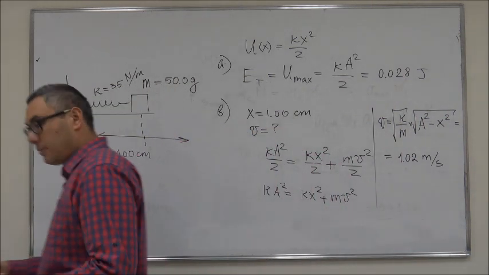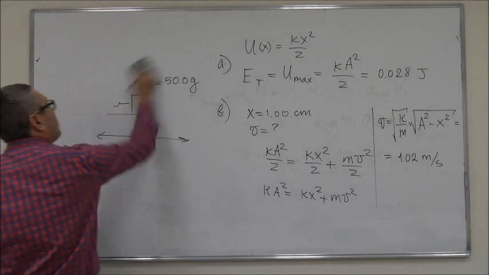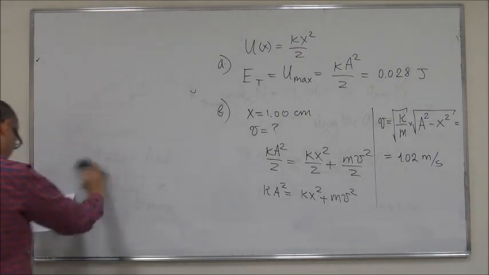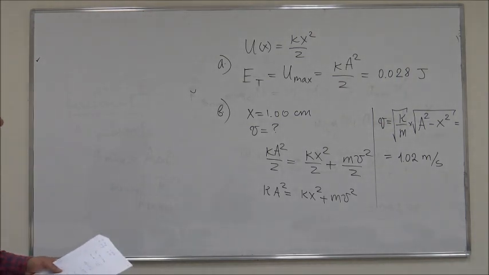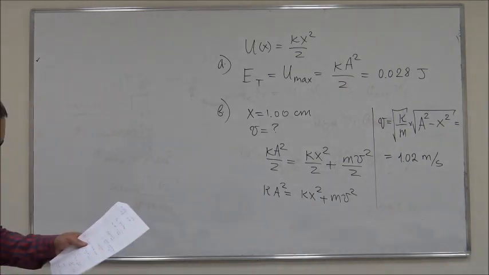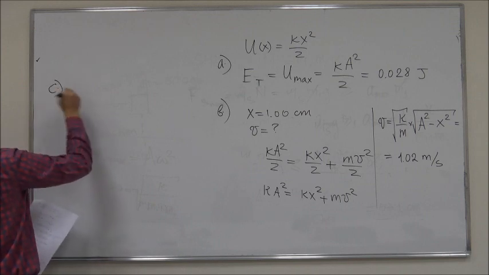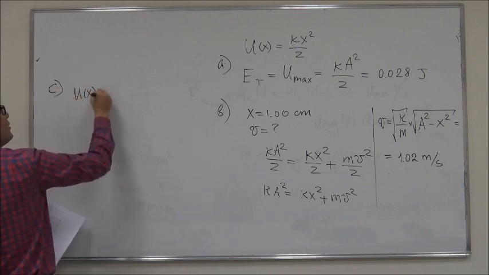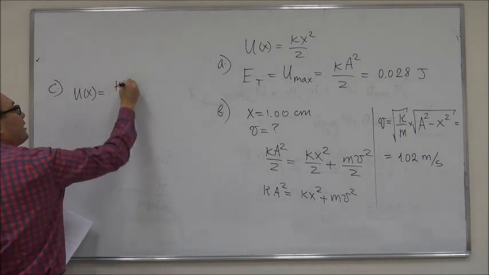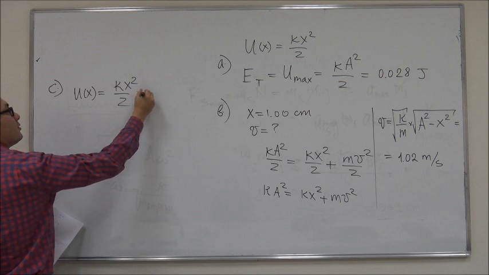And now, in part C, the question is, what is the potential energy of the spring mass system when x is equal to 3 centimeters? Well, that's a straightforward application of this equation. So U of x is equal to kx squared over 2, that's potential energy. So we just substitute for the numbers.